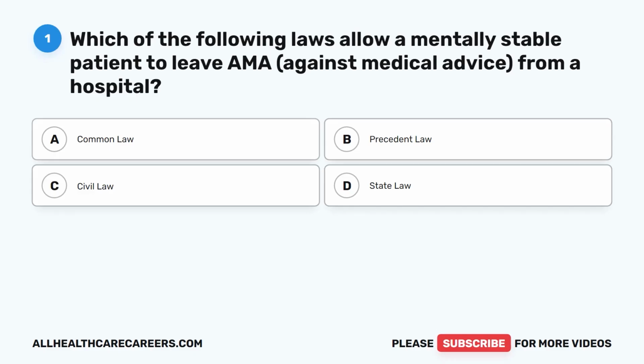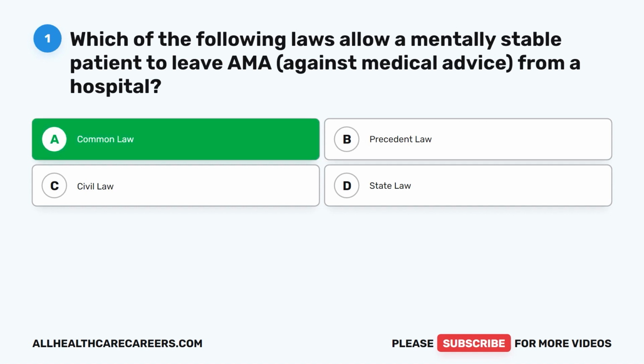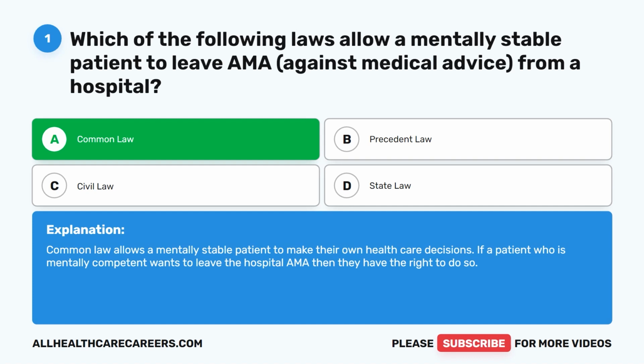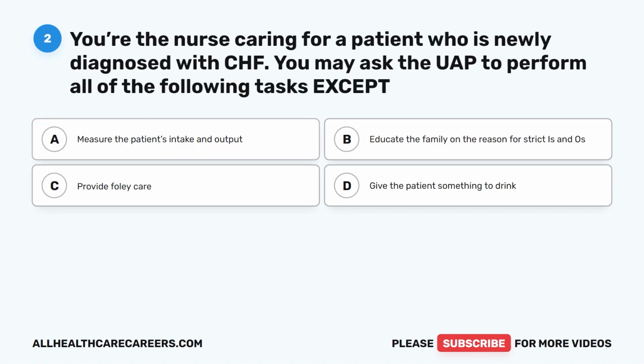Question 1. Which of the following laws allow a mentally stable patient to leave AMA, against medical advice, from a hospital? A. Common law. B. Precedent law. C. Civil law. D. State law. The correct answer is A. Common law. Common law allows a mentally stable patient to make their own healthcare decisions. If a patient who is mentally competent wants to leave the hospital AMA, then they have the right to do so.